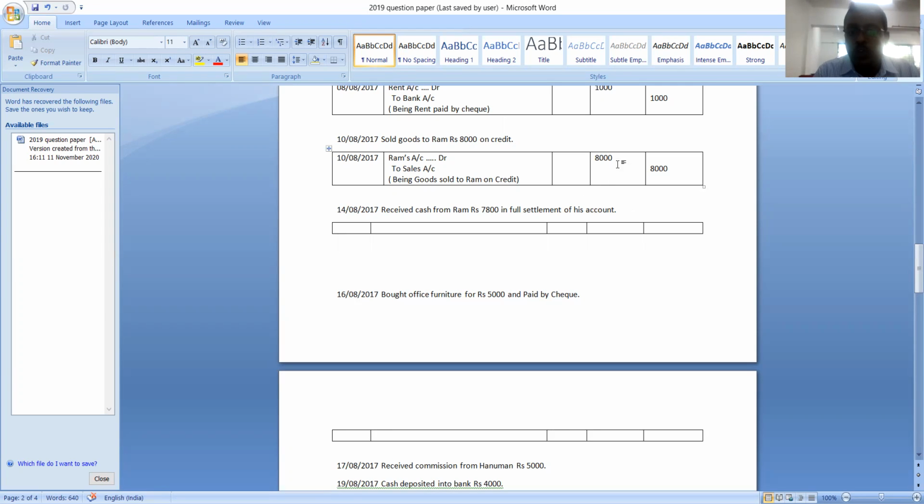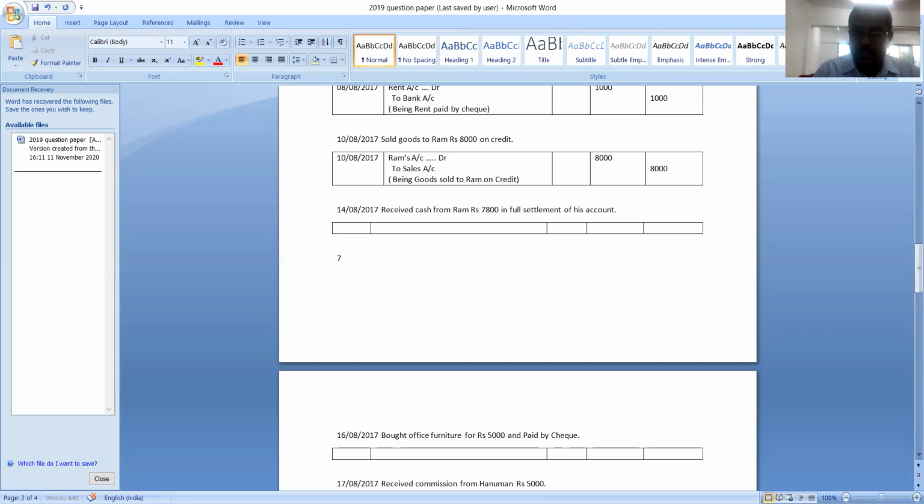Actually, how much should we receive from Ram? We should receive 8,000 rupees from Ram. See here, sold goods to Ram rupees 8,000. But instead of taking 8,000 rupees, we are taking 7,800 rupees from Ram. Instead of taking 8,000, it means we are giving a discount of rupees 200. Understood? We are giving a discount of rupees 200.